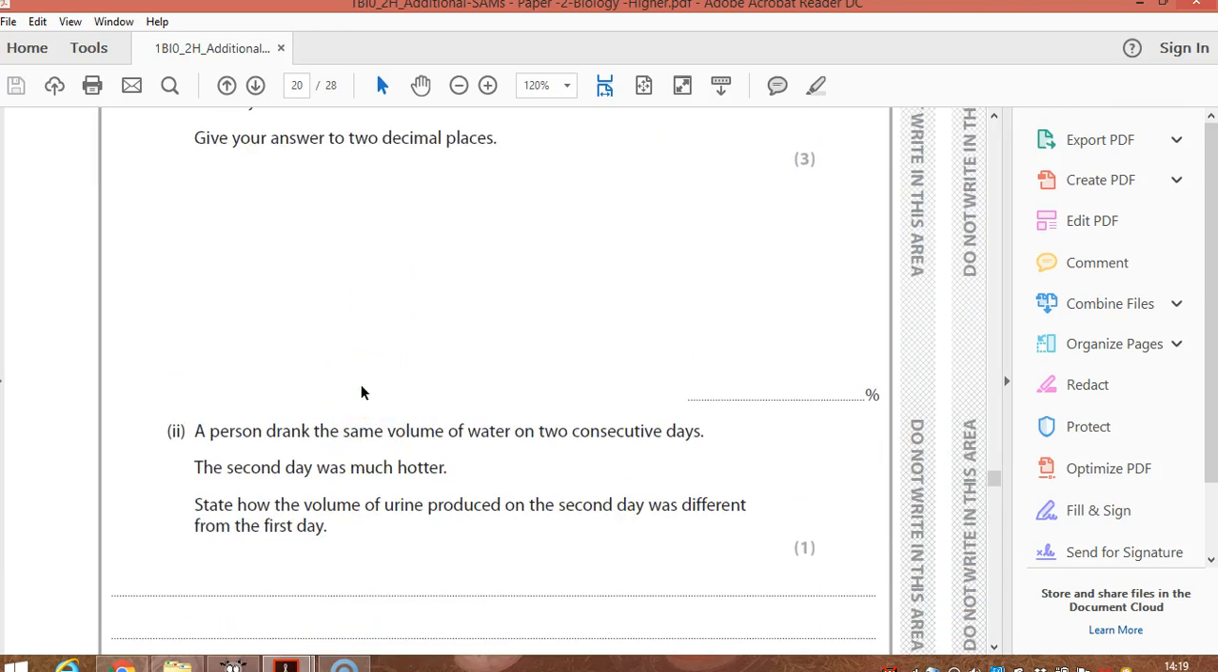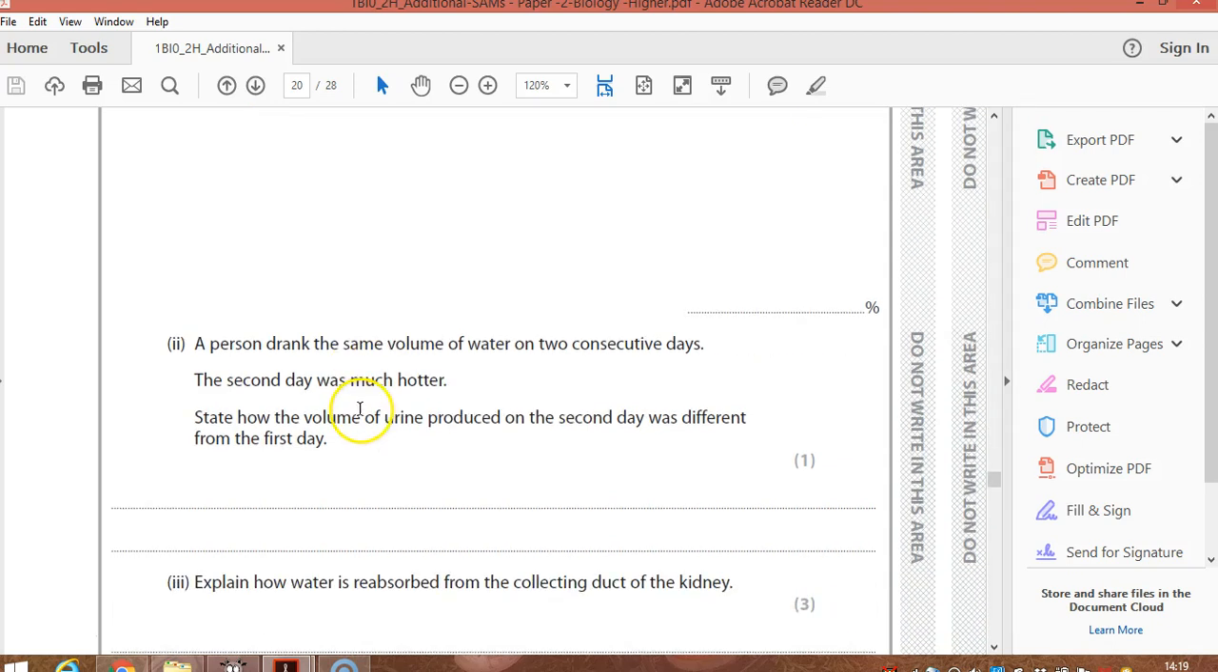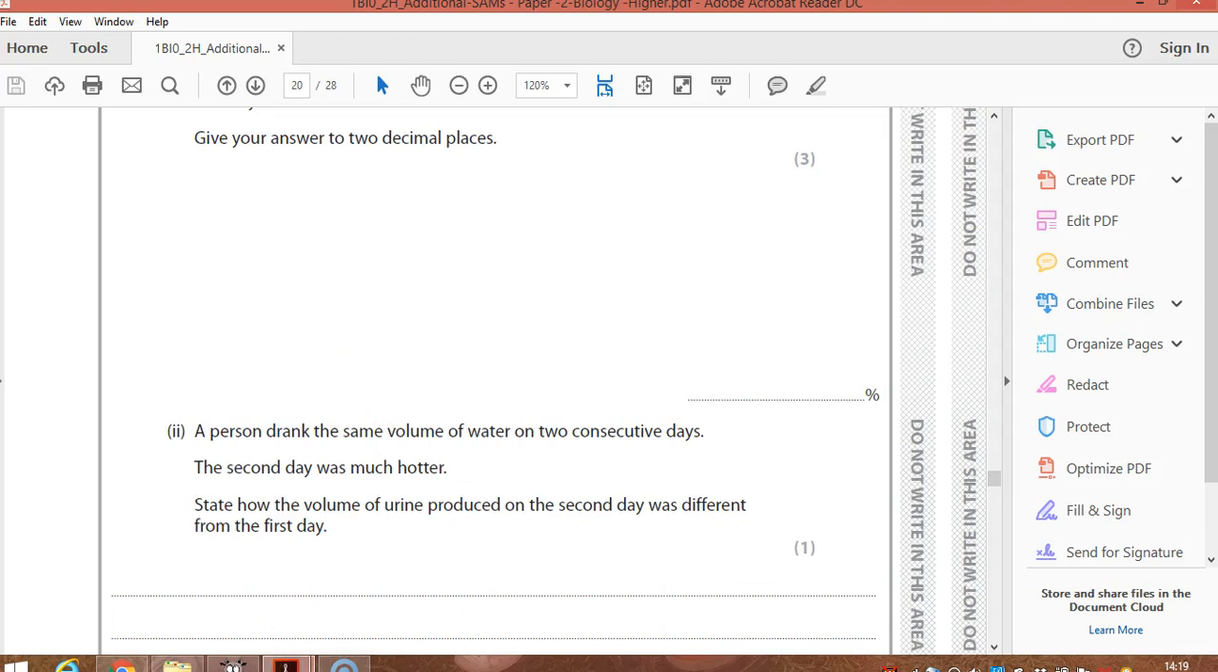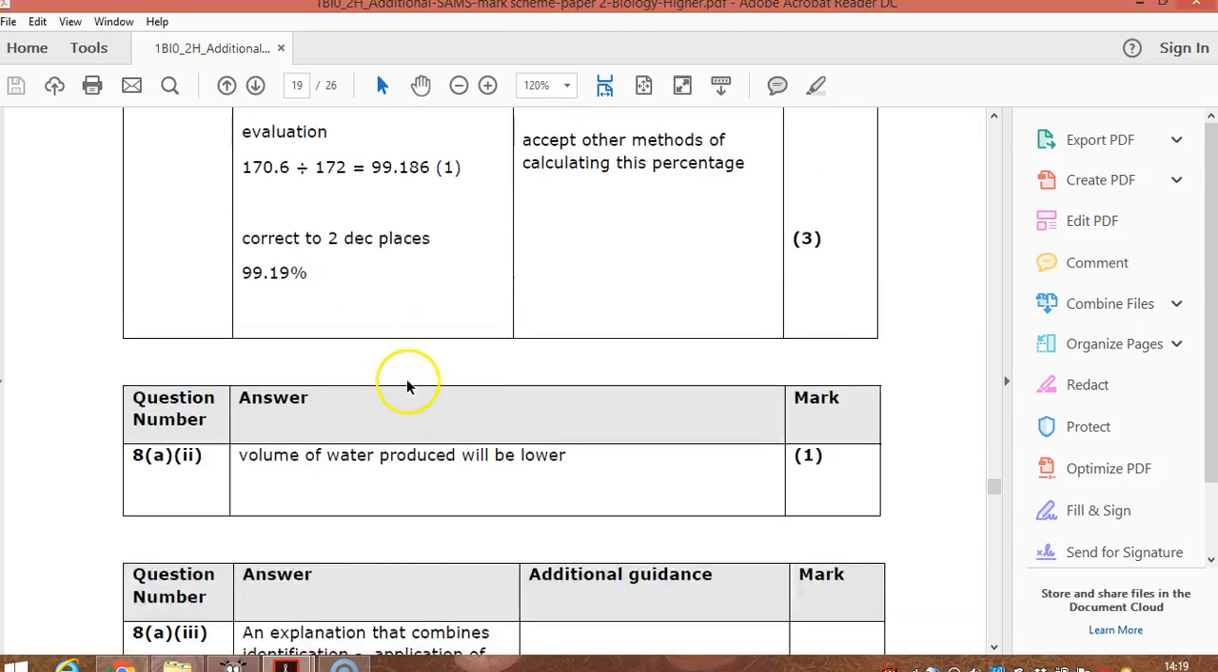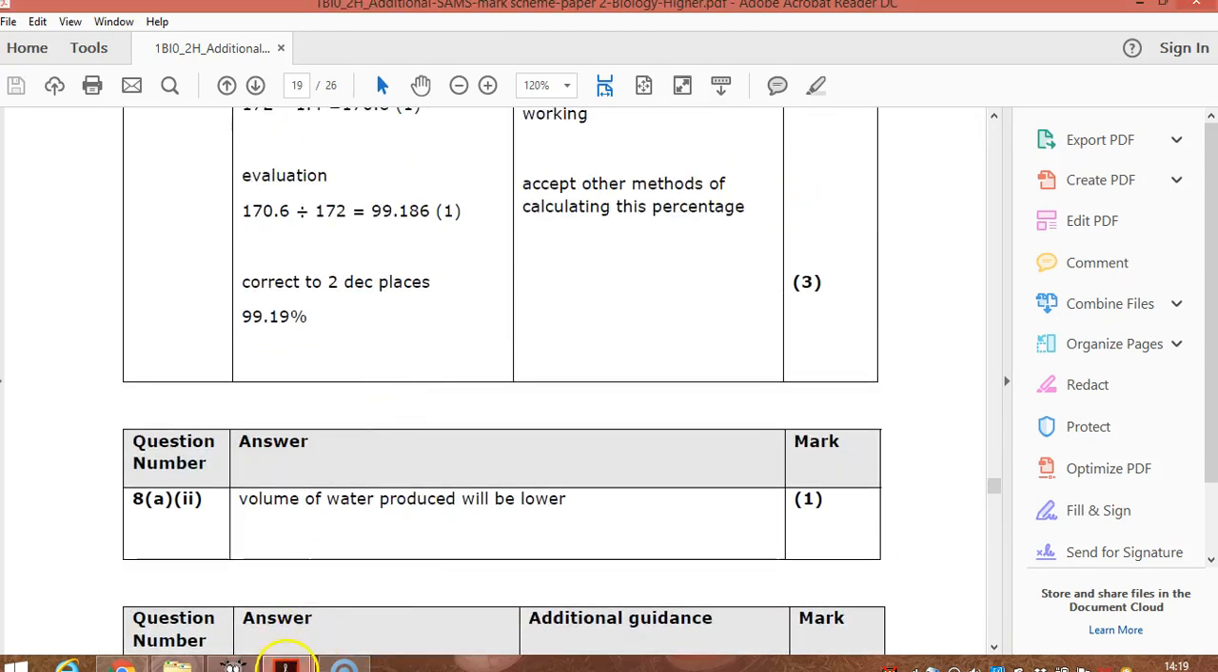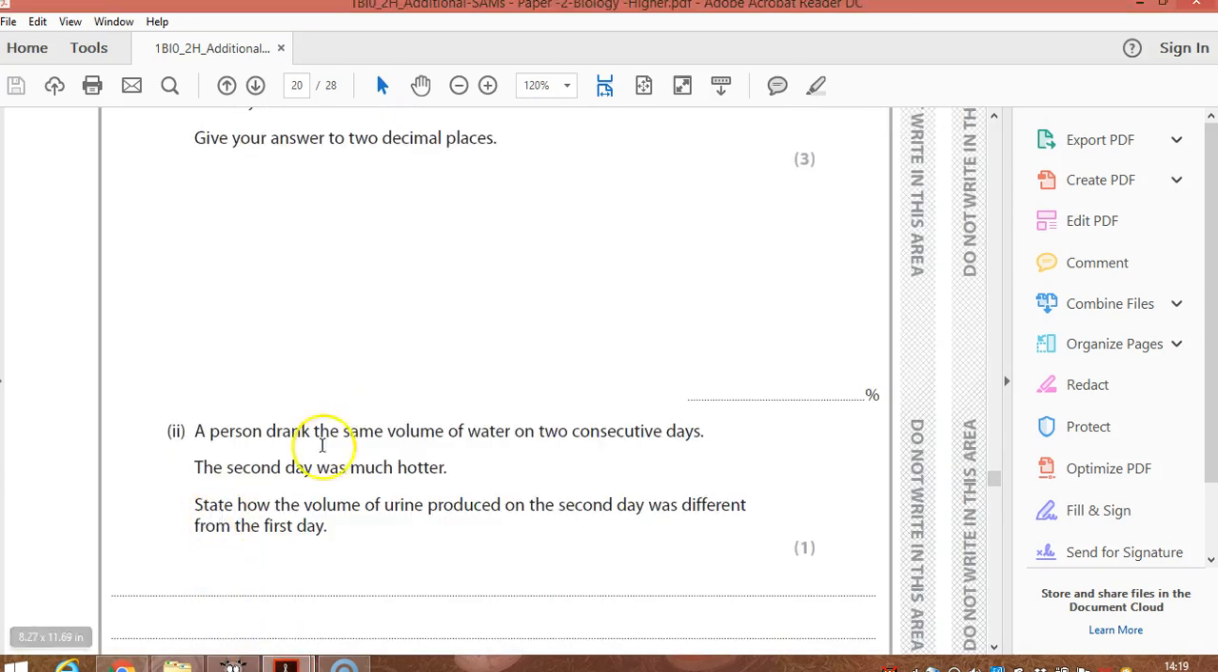Because like we say, they've got to find 10% of marks for calculations, and it's quite hard to find a lot of calculations in biology, so they might repeat. A person drank the same volume of water for 2 consecutive days. The second day was much hotter. State how the volume of urine produced on the second day was different from the first day. Off you go. So the volume of urine produced will be lower.